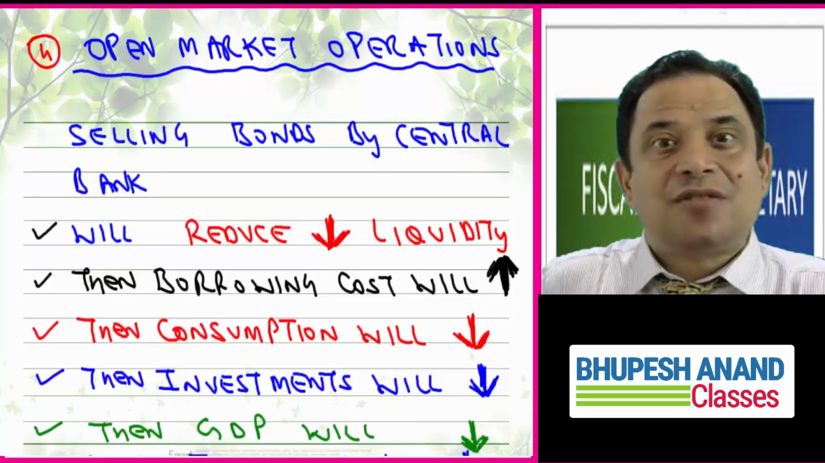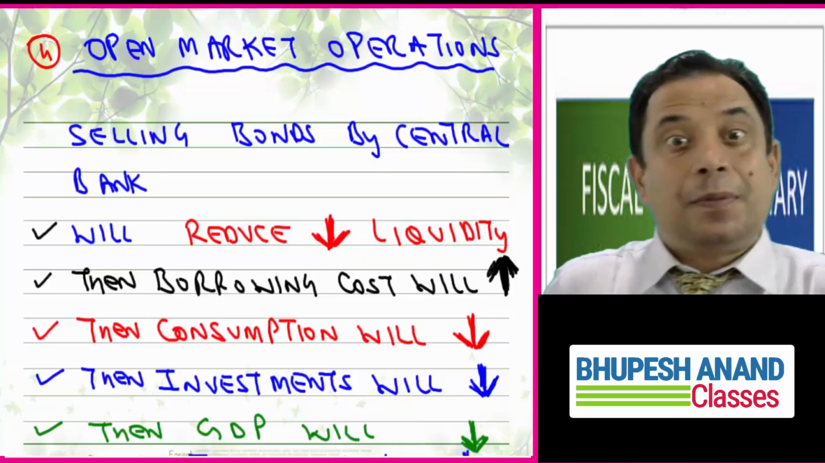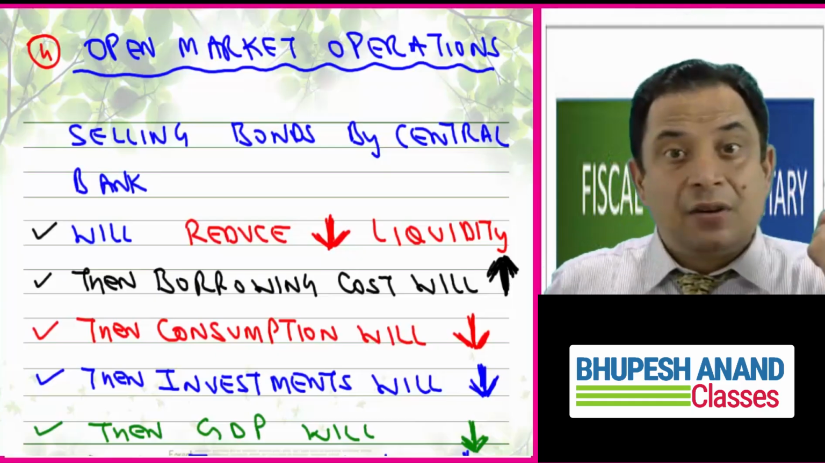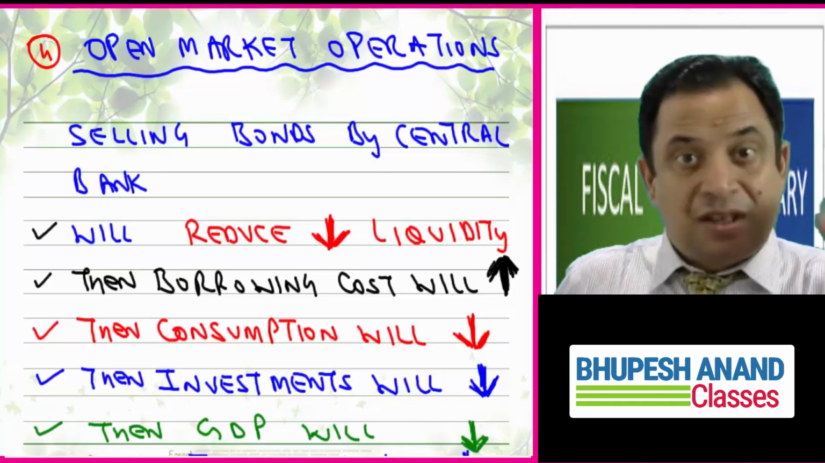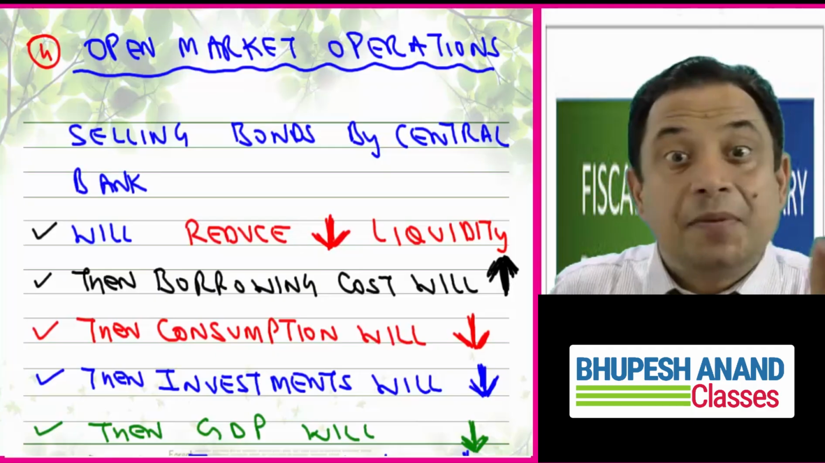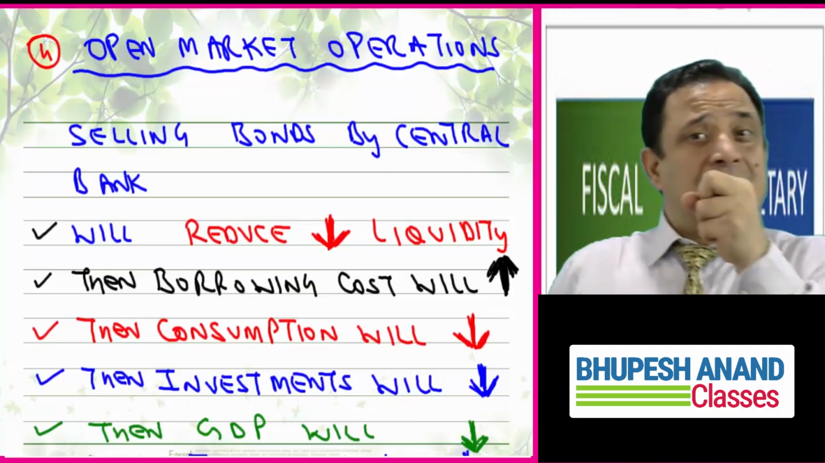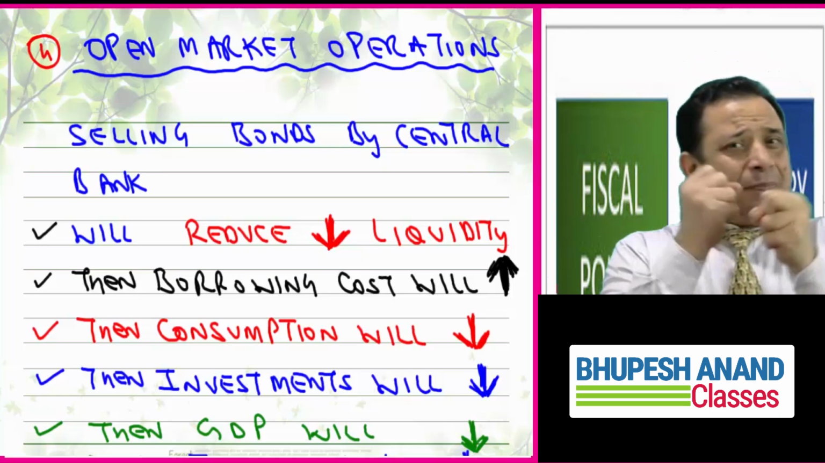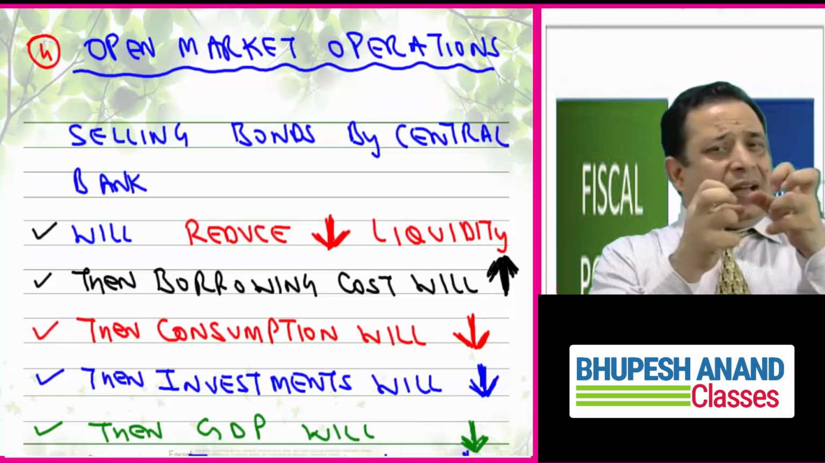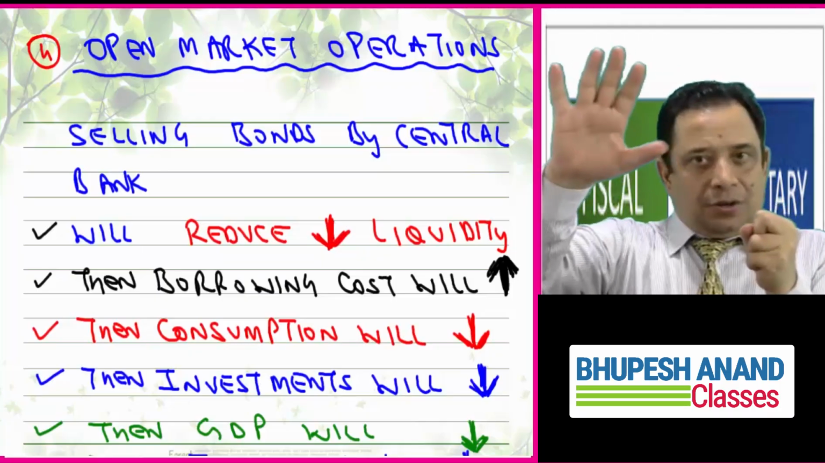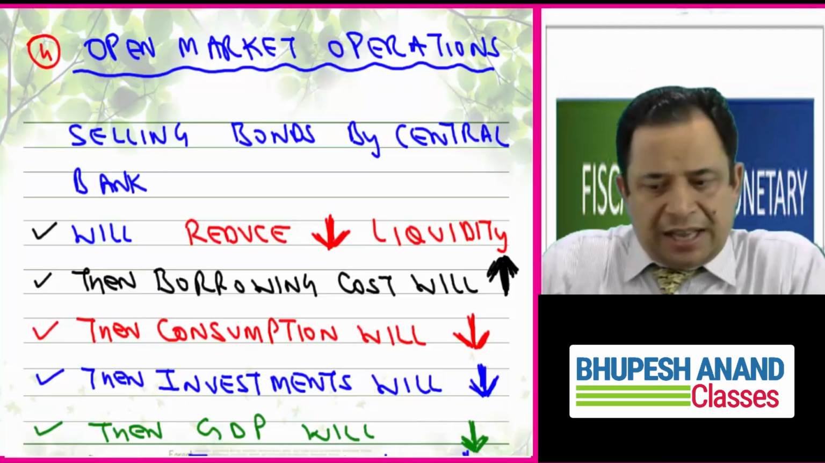And when interest cost increases, it is a disincentive for the people. They will borrow less. When they borrow less, there will be less investment. When there is less investment, there will be less consumption. And when there is less consumption, GDP will decrease and inflation will decrease. So by selling securities, we can have a tight monetary policy, and we will see the opposite by buying securities. We are coming to that, but firstly write down this scenario.